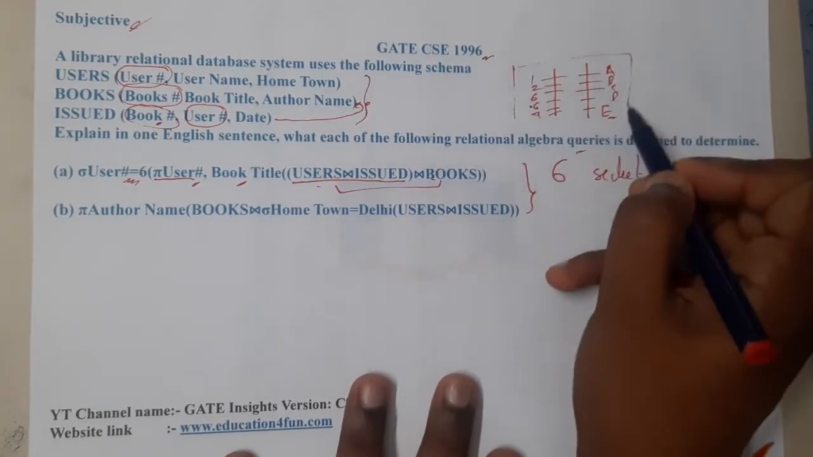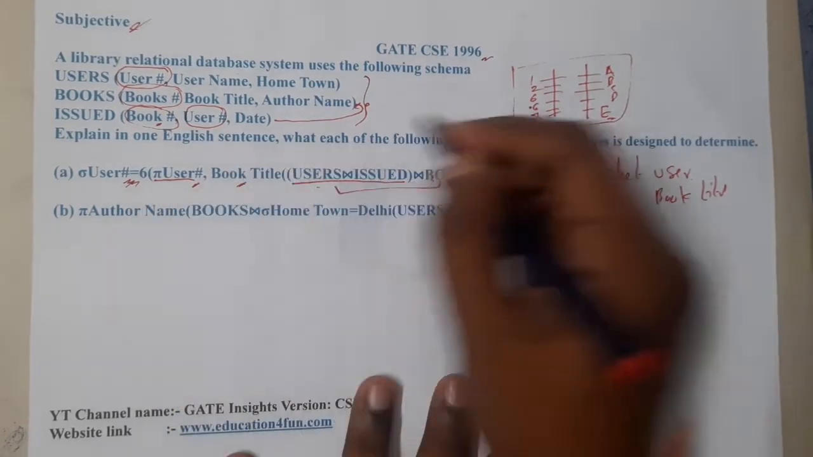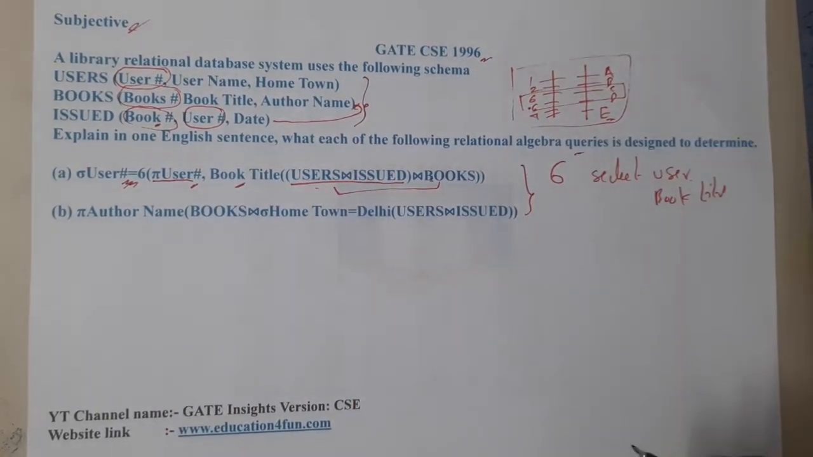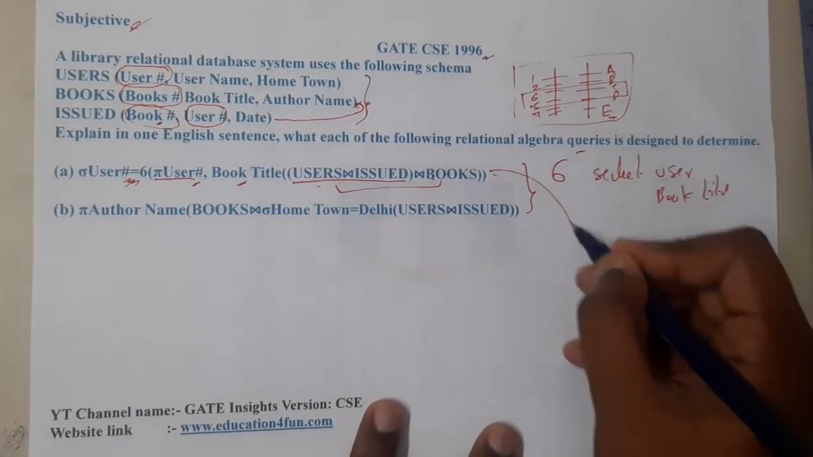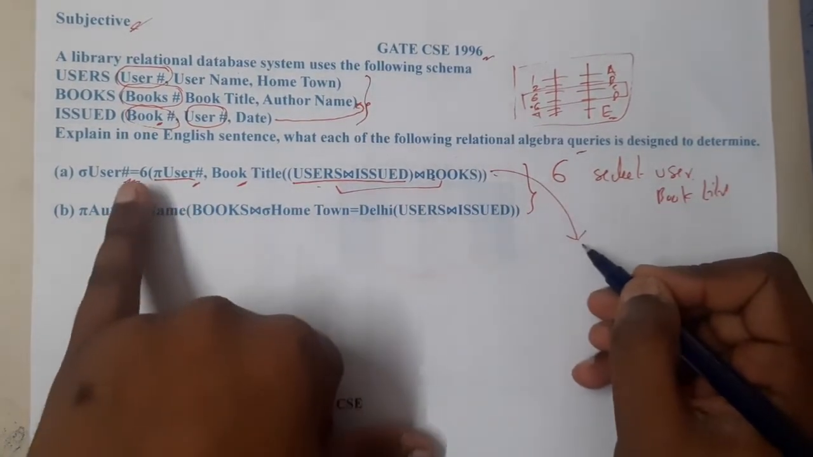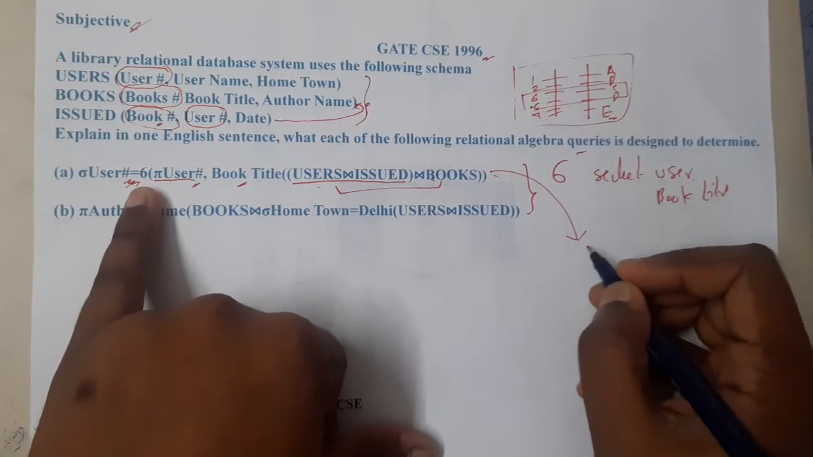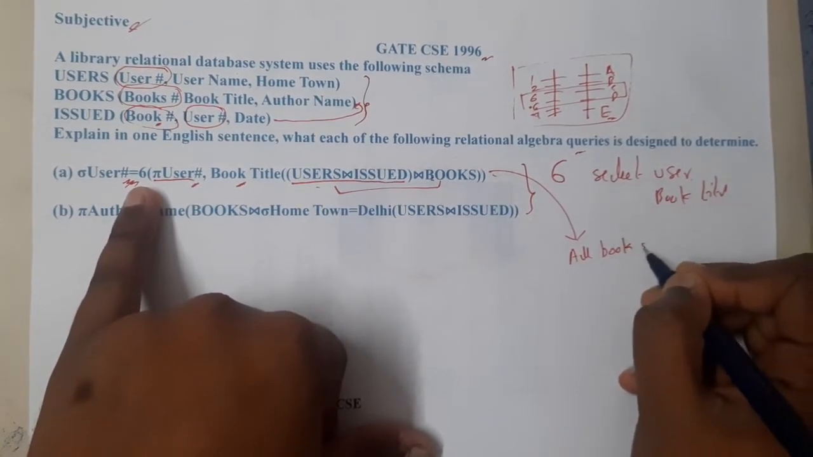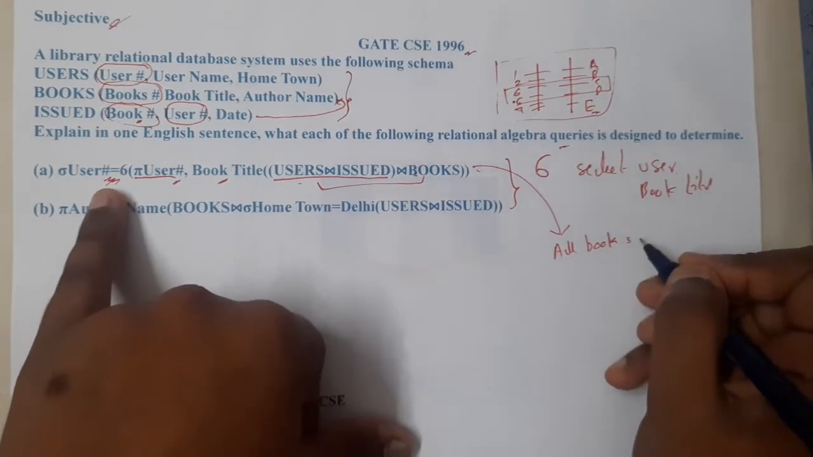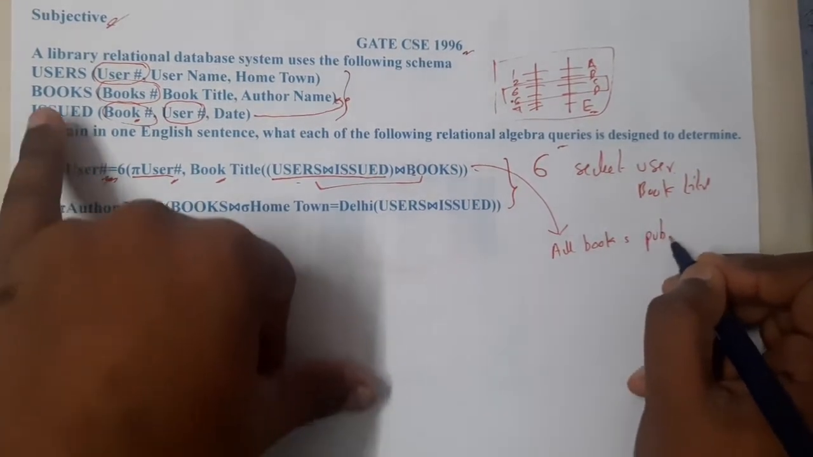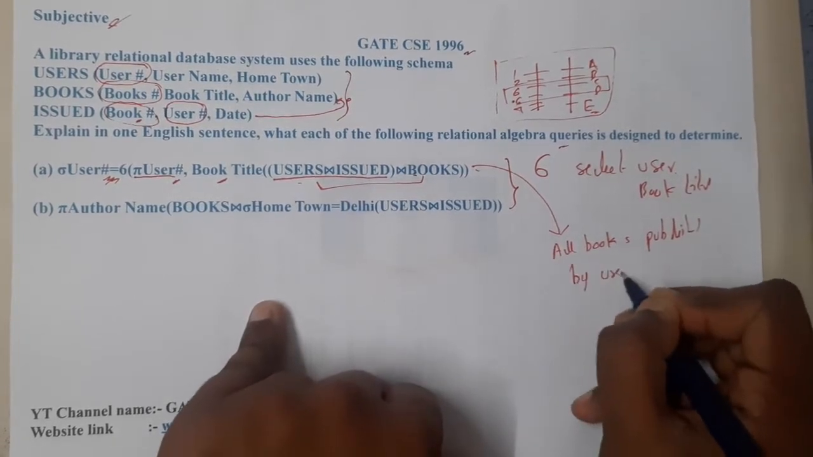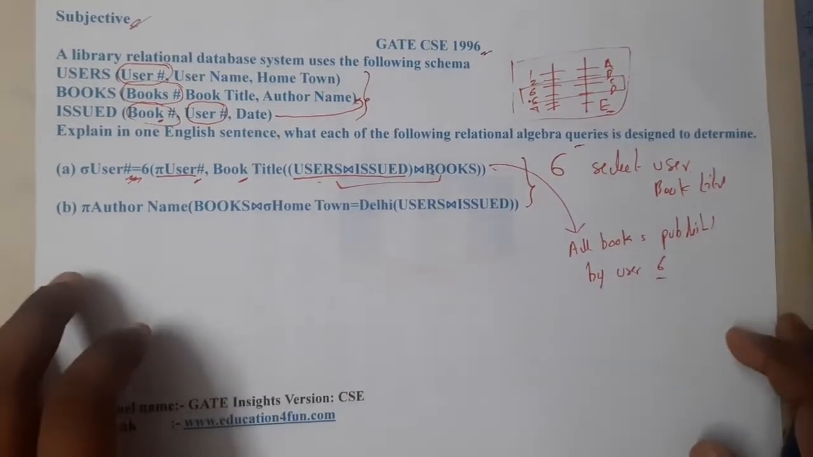Among all this data, we are trying to select only user 6 data. I think this query is really easy, right? So what we are trying to do, guys, is find all the books issued by user 6. That's a quite interesting and easy query.